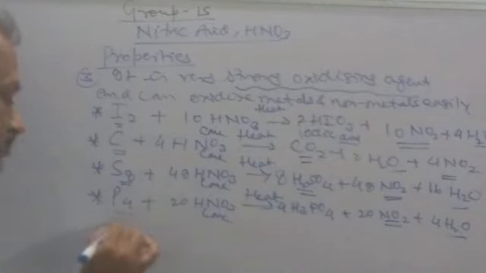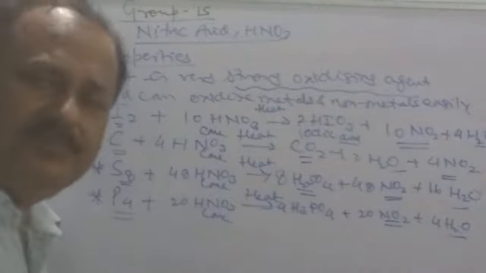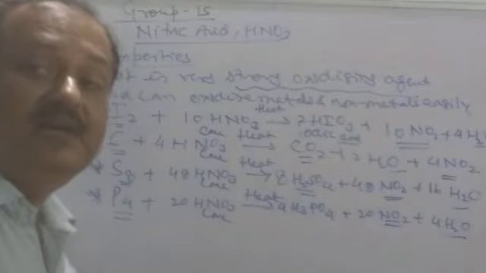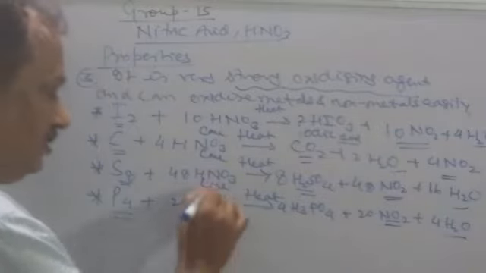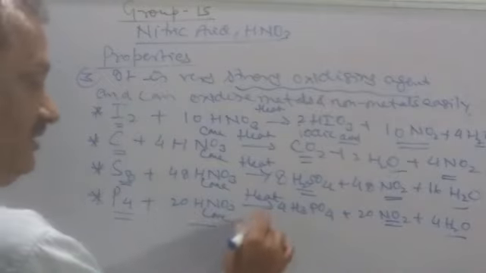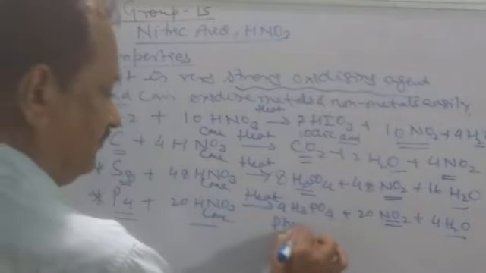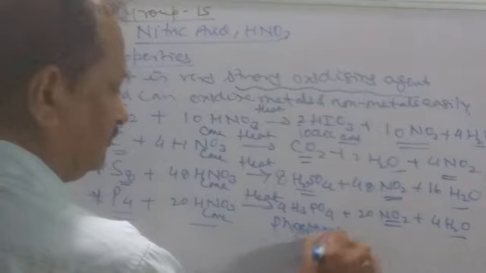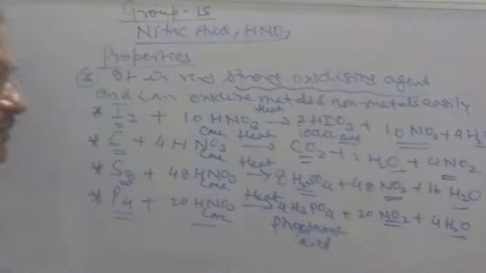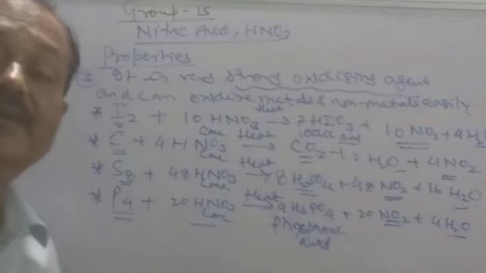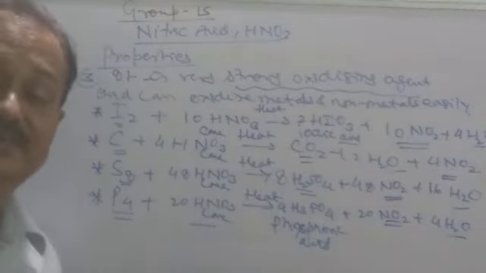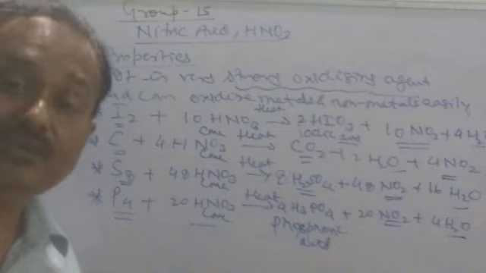Last, then phosphorus, elemental phosphorus. It can be yellow phosphorus, white phosphorus, or black phosphorus. So with concentrated nitric acid, heat strongly. Here there is formation of phosphoric acid. This is a very important point to note: nitric acid is the only acid which can oxidize even the non-metals to form the corresponding oxidation product. Now we are in the last segment of this video.